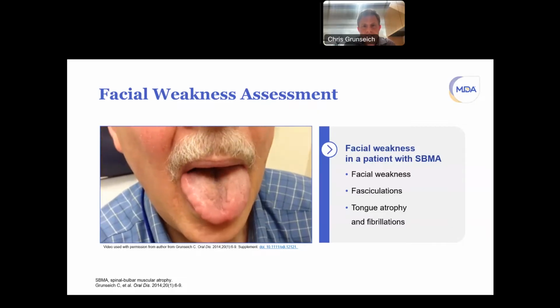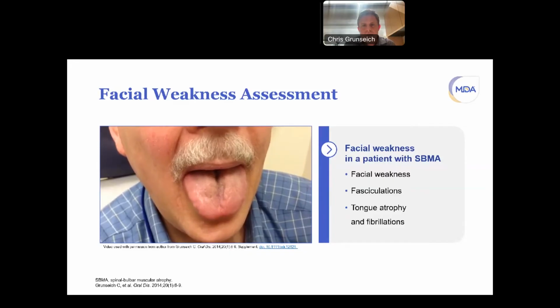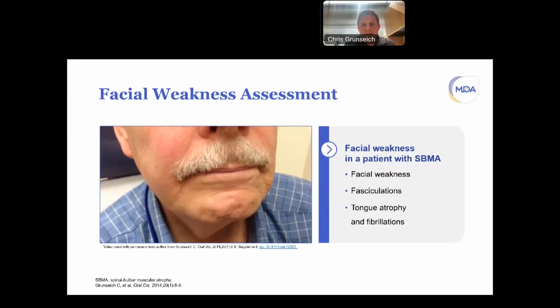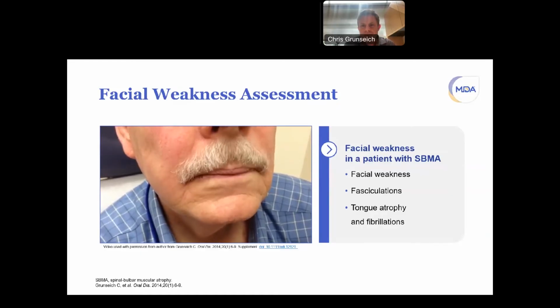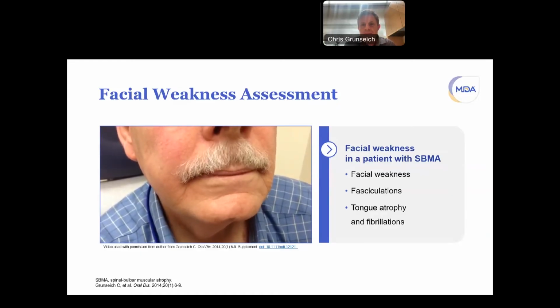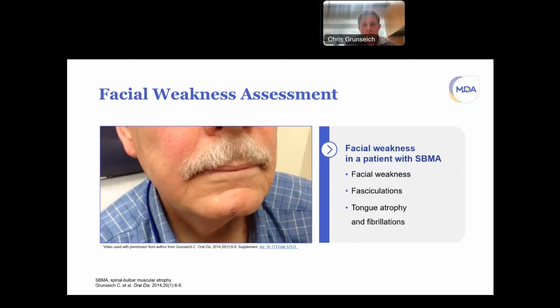So here again, you can see that there's atrophy of the tongue. And also we can see fasciculations in the muscles around the face. You could see the chin fasciculations. And you could also, when the patient had their tongue open, see fibrillations within the tongue muscle. So these are important observations to make when you're evaluating a patient whom you consider may have SBMA. Next slide.